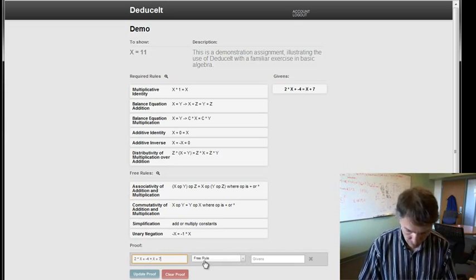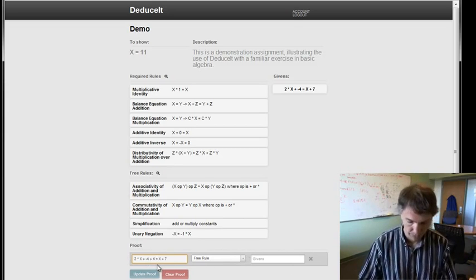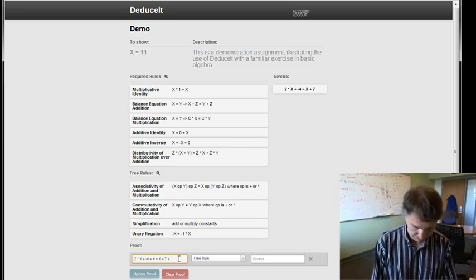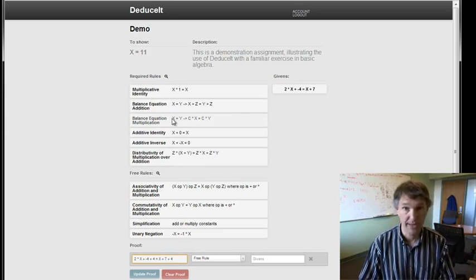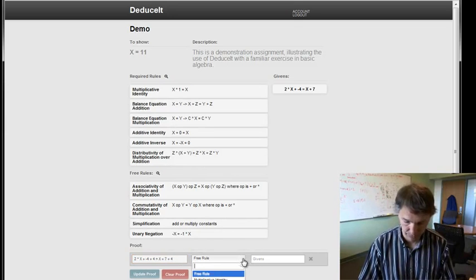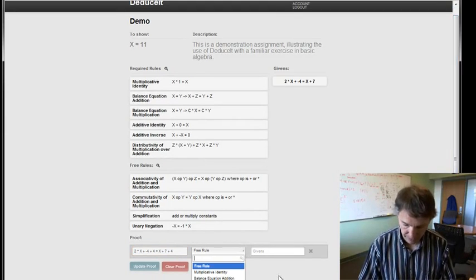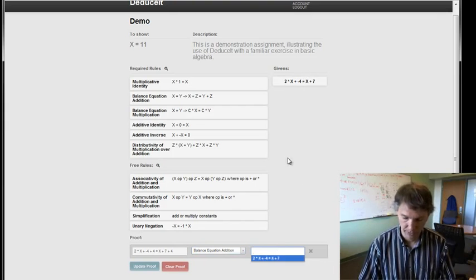All right, so what can we do to make progress in this example? Well, one thing we could do is we could add 4 to both sides of the equation. Okay, and why is that justified? What rule are we using? Well, that's the balance equation using addition rule up here, which says it's okay to add the same thing to both sides of an equation. So we would select that rule out of the list of possible rules. Okay. And then what assumption are we using? Well, there's only one thing that we've got at the moment, and that's the initial given that we began with.